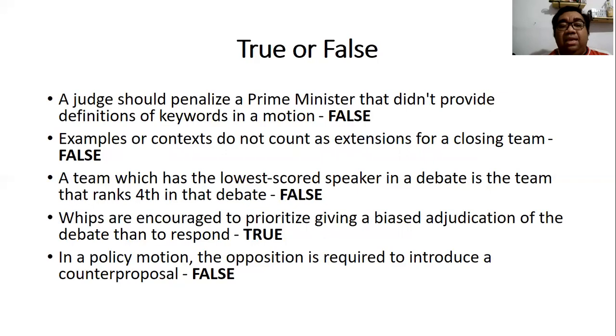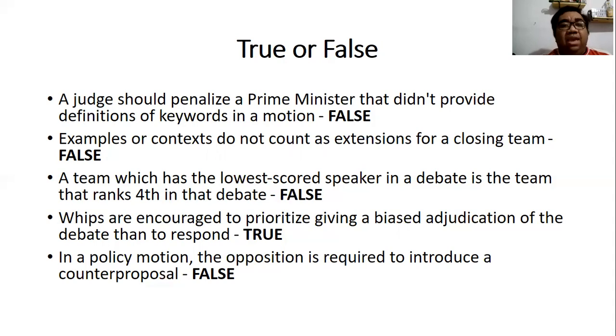The second item: examples or context do not count as extensions for a closing team. The answer to this is also false. As mentioned in the debater and adjudication seminar, extensions count as anything that is new under the sun. So you can bring in new context, new rebuttals, new examples, things that are different and unique that can extend the debate further. It doesn't have to be in the form of positive material or argumentation. Examples or context can also count as an extension for a closing team.